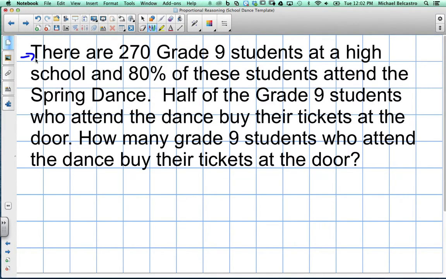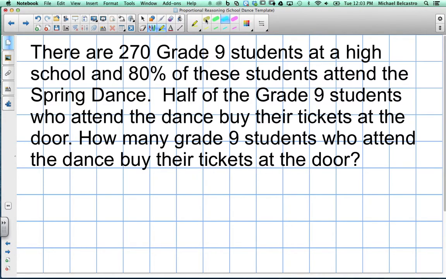So here's our inquiry type question. We'll read through it once, and the second time we'll highlight important information. There are 270 grade 9 students at a high school dance, and 80% of these students attend the spring dance. Half of the grade 9 students who attend the dance buy their tickets at the door. How many grade 9 students who attend the dance buy their tickets at the door?